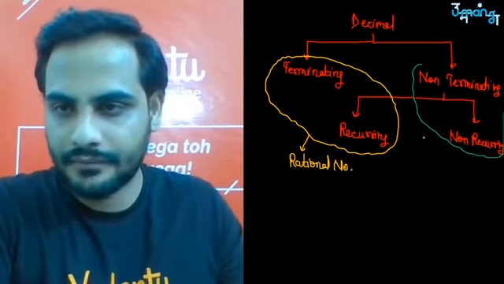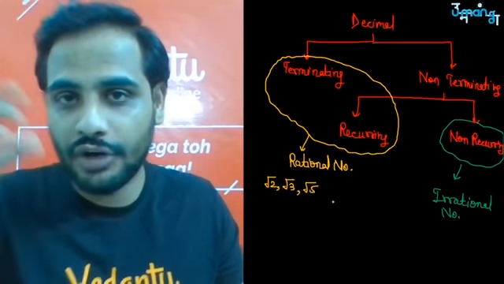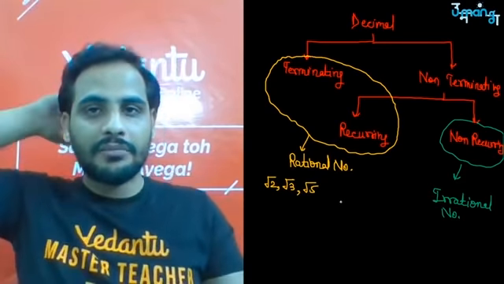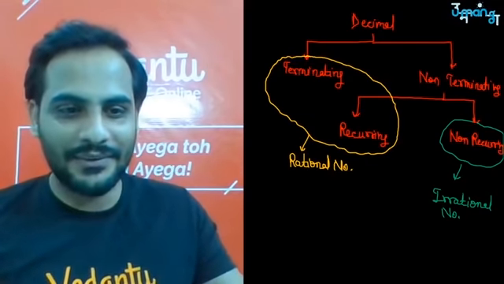So if I want to give you examples, the examples of irrational numbers will be, suppose, square root of 2, square root of 3, and square root of 5. All the numbers inside a square root which are not a perfect square will be irrational. Oh, I'm sorry, I have written it wrong here. It should be written over that side.